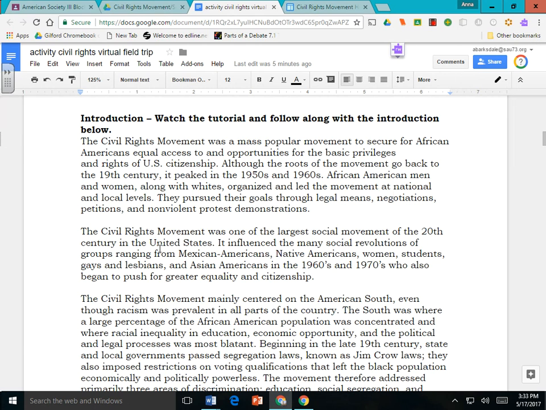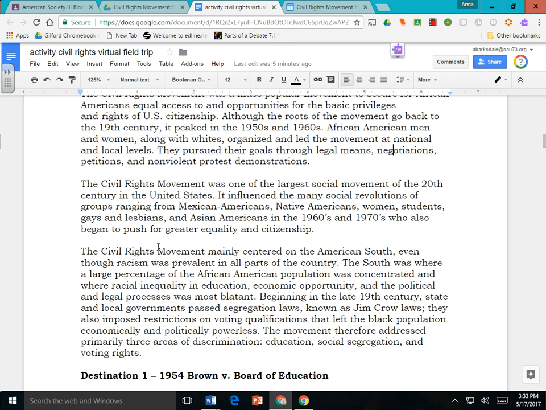The Civil Rights Movement was a mass popular movement to secure for African Americans equal access to and opportunities for the basic privileges and rights of U.S. citizenship. Although the roots of the movement go back to the 19th century, it peaked in the 1950s and 1960s. African American men and women, along with whites, organized and led the movement at national and local levels. They pursued their goals through legal means, negotiations, petitions, and nonviolent protest demonstrations. The civil rights movement was one of the largest social movements of the 20th century in the United States.